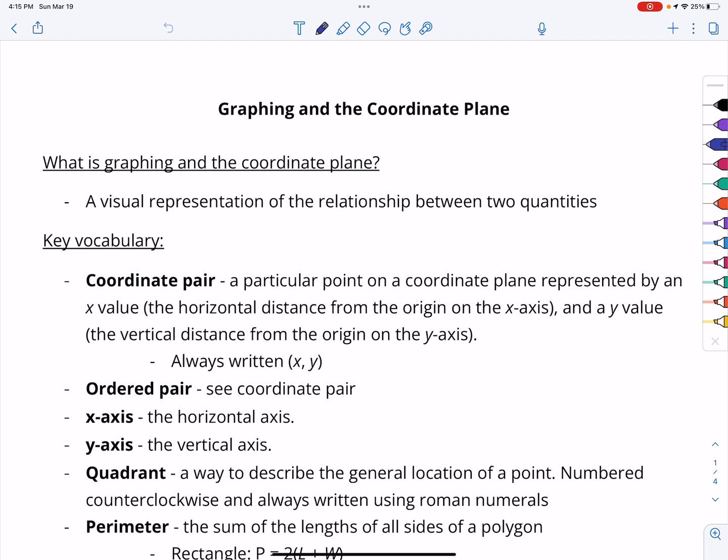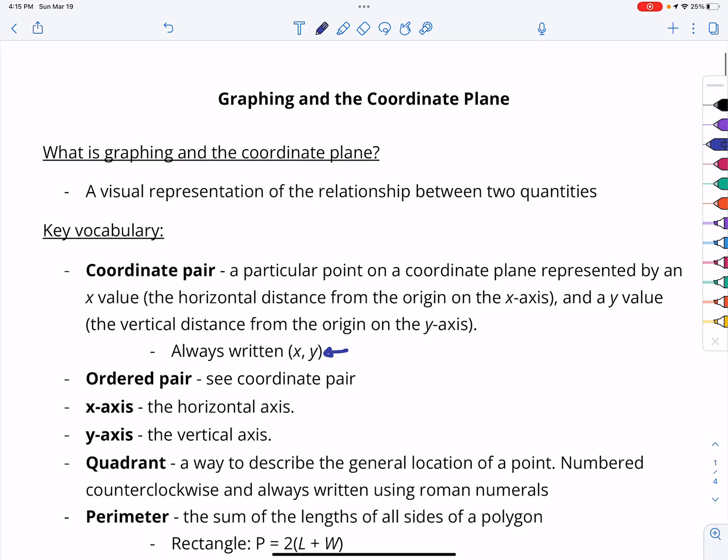And those, very, very important, are always written in that order. Has to be that way, no exceptions. So ordered pair is just a synonym for our coordinate pair. X-axis is the horizontal axis, y is the vertical. We'll look at a picture of this in a moment.